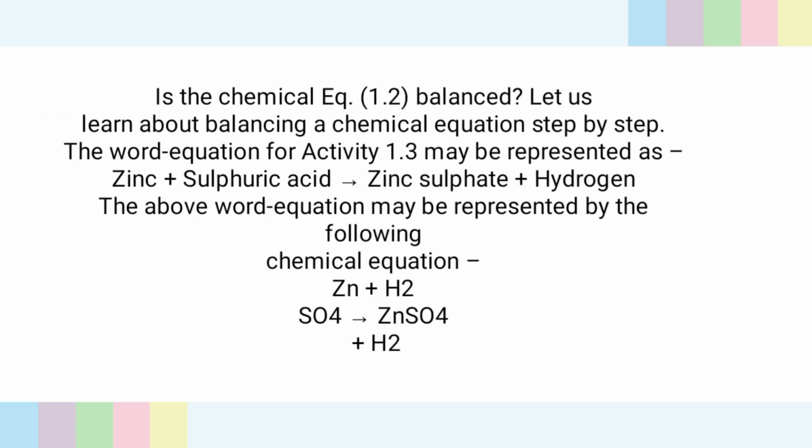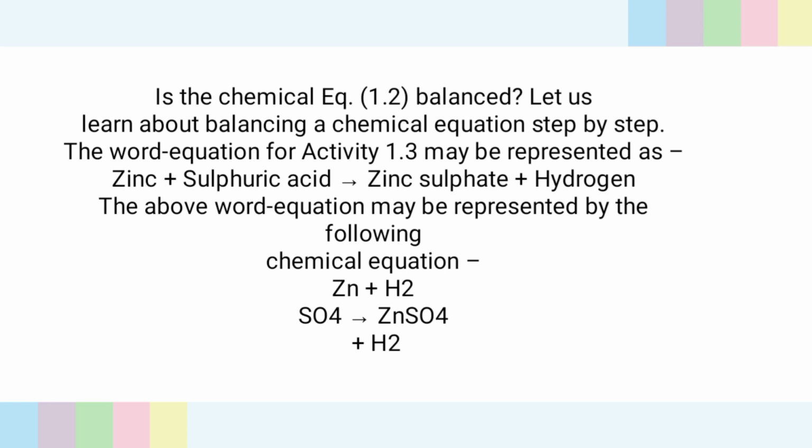So in the previous class we saw a chemical reaction we studied, that is, magnesium ribbon burnt in the presence of oxygen to form magnesium oxide. So this reaction was not balanced. Let us learn about balancing a chemical equation step by step.